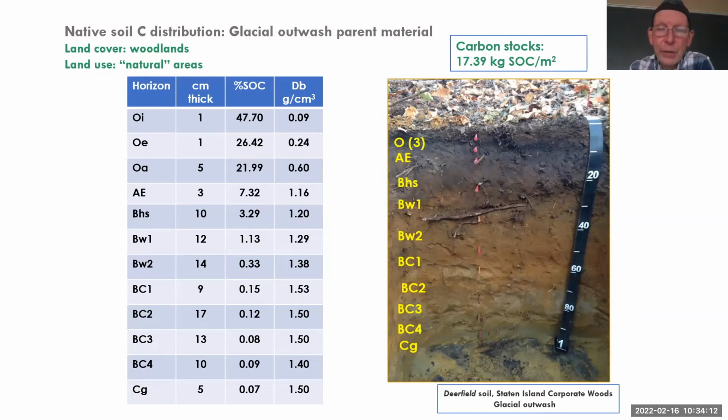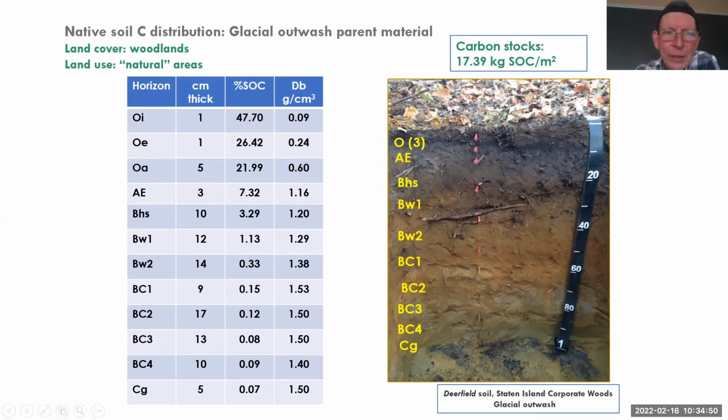And I wanted to show you how the carbon is distributed in a couple of sample soils. First, here's one of the native soils. This one is in glacial outwash, and it's in the woodlands. And there's the horizons. We did quite a bit of splitting, you could see in this soil profile. There's the thickness, there's the soil organic carbon down through the profile, and there's the bulk density. So you would get the carbon stocks by multiplying thickness, soil organic carbon, bulk density, and summing it up.